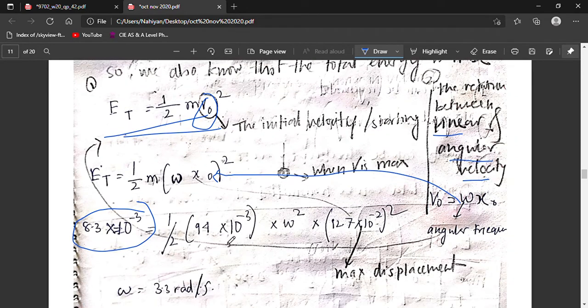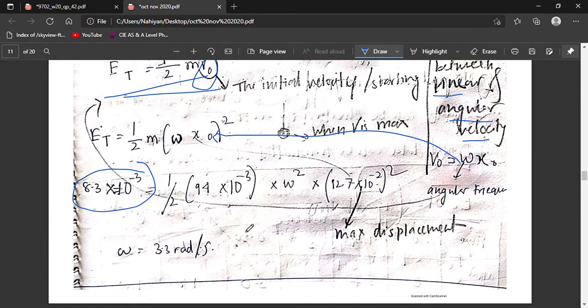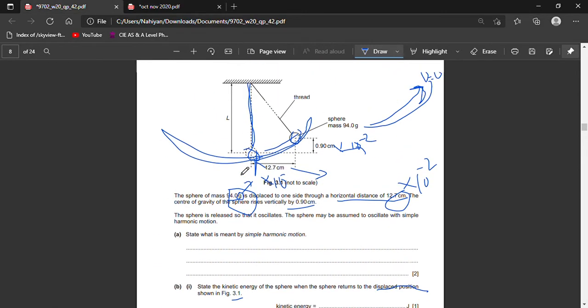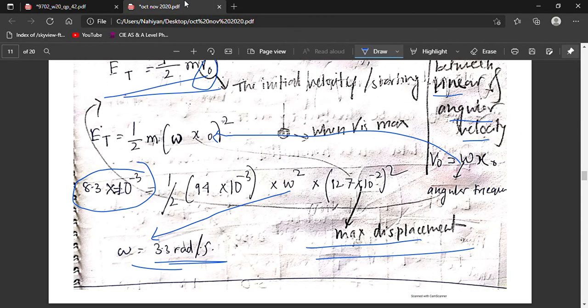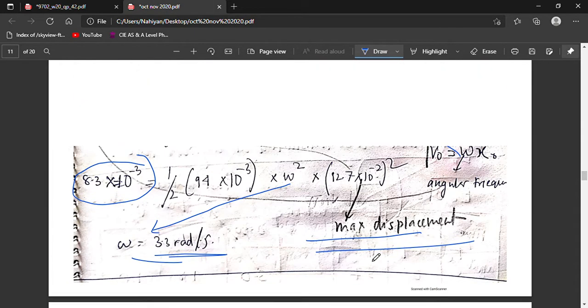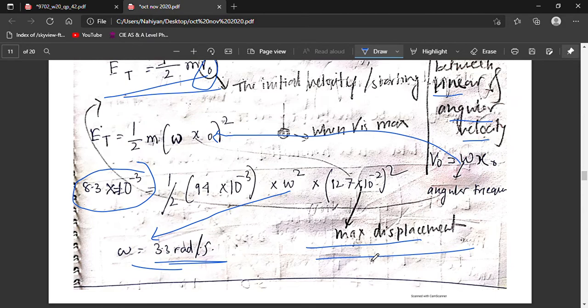Why are we using the kinetic energy formula? Because we want the angular frequency relationship to come into this formula. We can do this by bringing v here, and we can bring v by using the kinetic energy formula. So all you have to do is substitute, and you get the angular frequency as 33.3 rad/s. And the maximum displacement, sorry, I forgot to mention, is the horizontal distance traveled, which is 12.7 into 10 to the power minus 2. So that's pretty simple and basic.